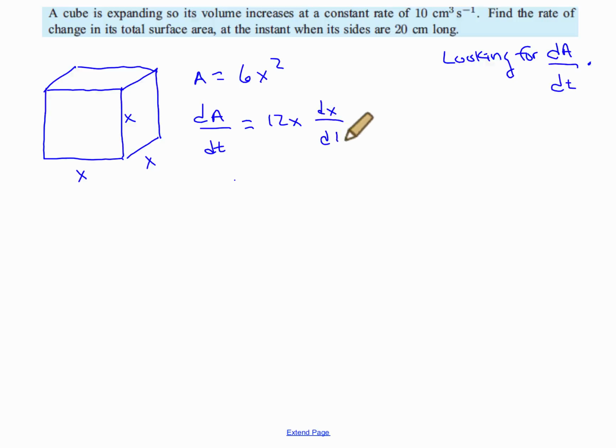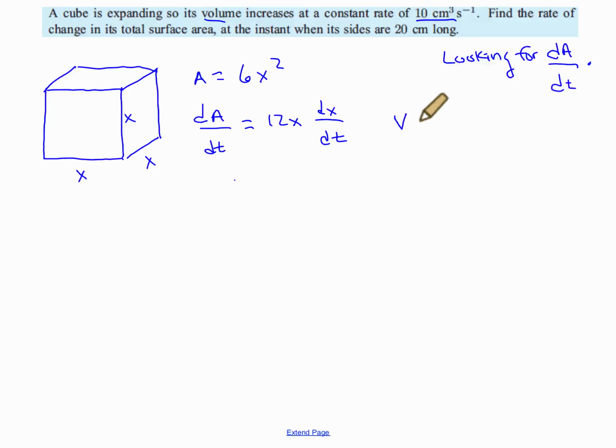And this is wonderful news because we're looking for the change in total surface area at the instant when its sides are 20 centimeters long. So we have x already. We have x equal to 20. Problem is we don't have dx/dt, and right now we have no way to find it with what we have written. However, we know about volume, and it's increasing at a constant rate of 10 centimeters cubed per second.